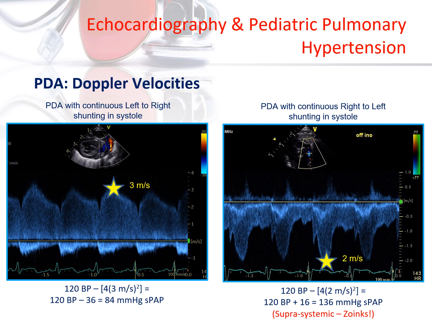Here are some examples of PDA Doppler velocities. Over here on the left, we have a PDA with continuous left to right shunting in systole, 3 meters a second. It's going to equal 84 millimeters of mercury. A PDA with continuous right to left shunting in systole, again suprasystemic, is going to equal 136 millimeters of mercury.